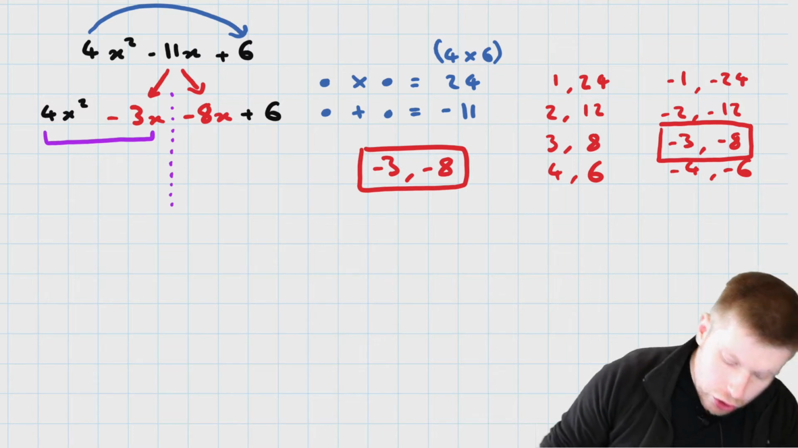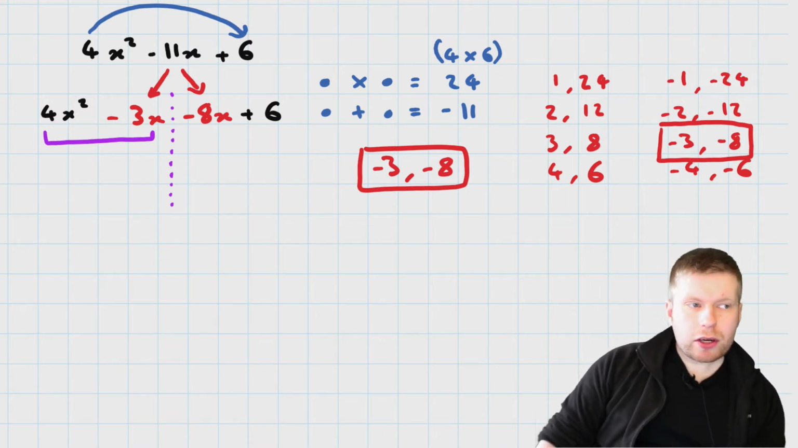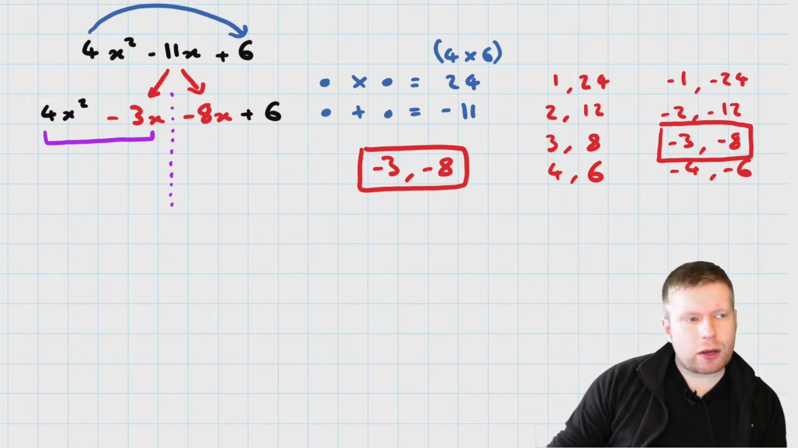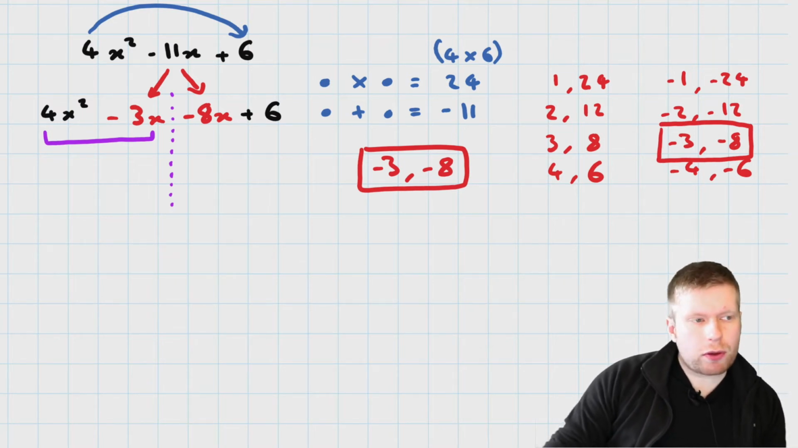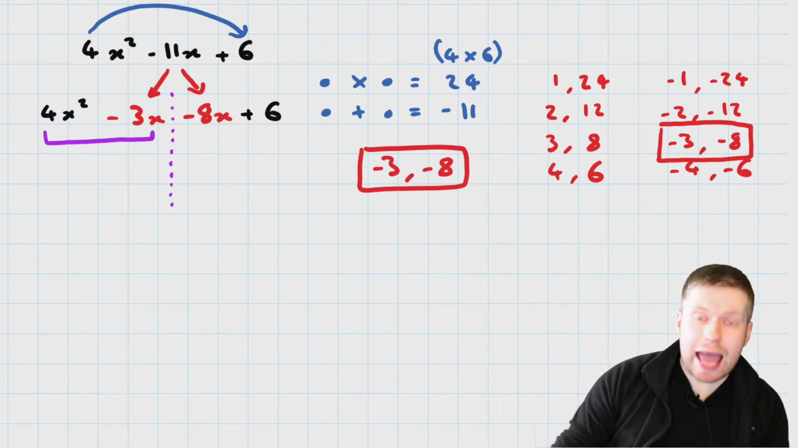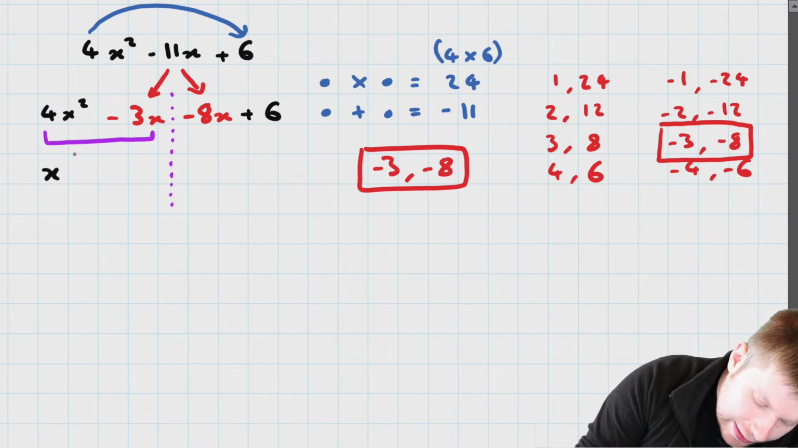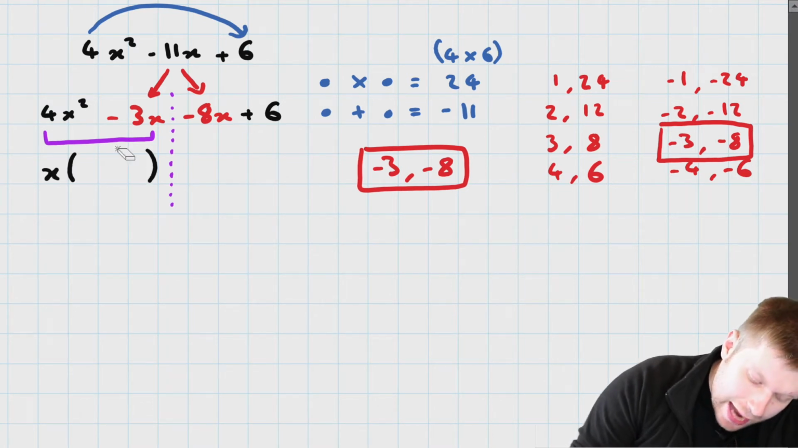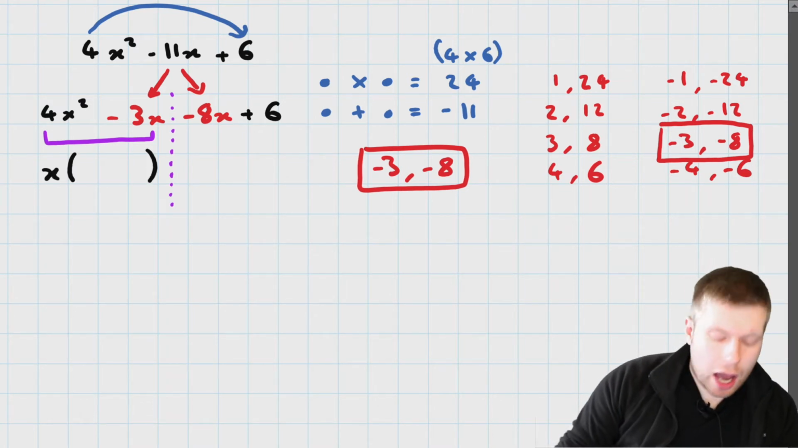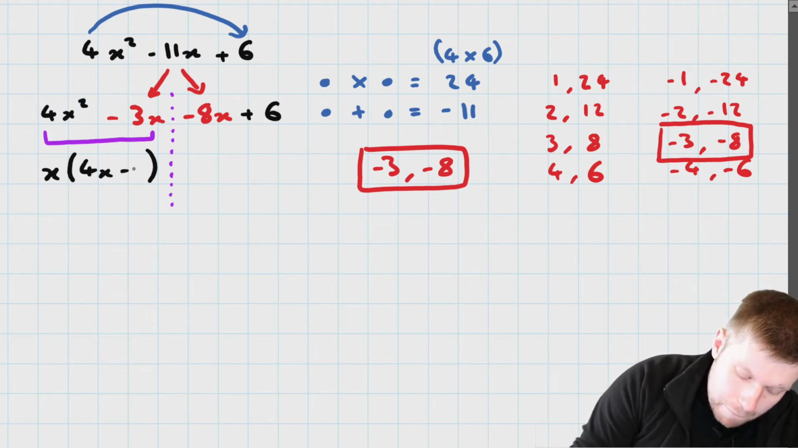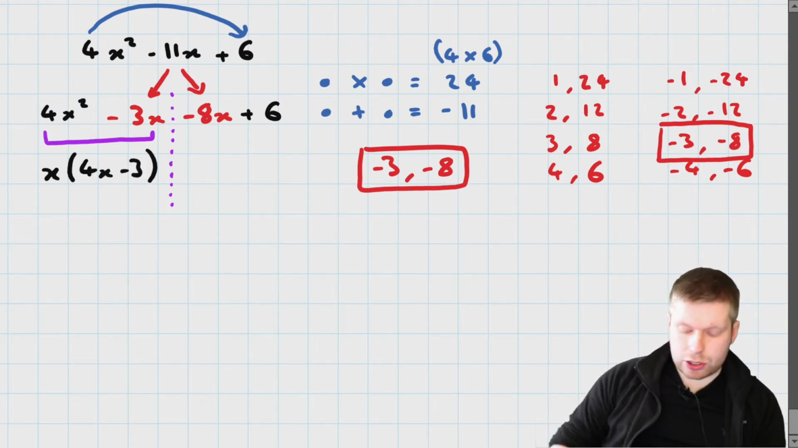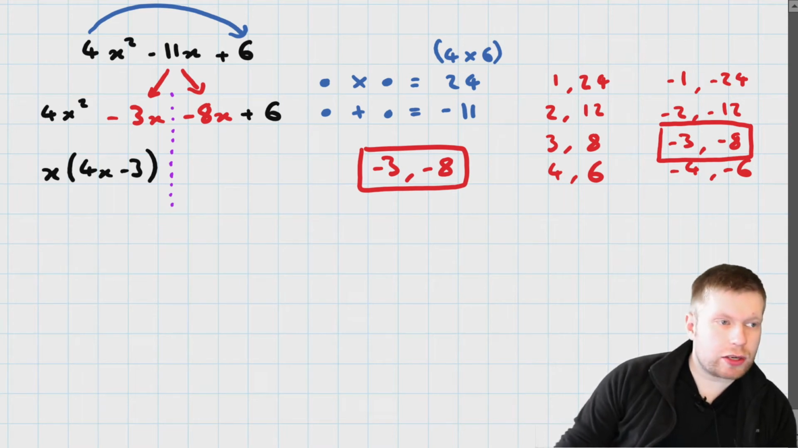Okay, I want to try and factorize this. So if I'm going to try and factorize this, well, 4x squared take away 3x. The thing which is in common to both of these sides, on the left-hand side, is an x. So I'm going to factorize the x out. So if I factorize an x out of the left-hand side, I'm going to be left with 4x minus 3. Okay, so that's just simple, straightforward factorizing.